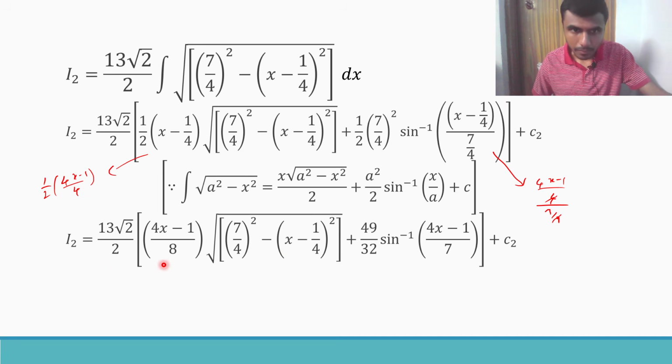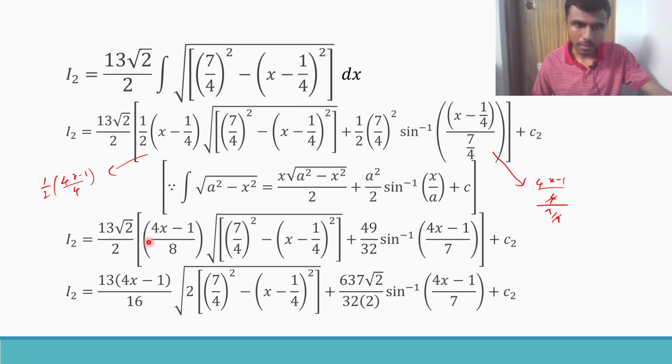Next step is I'm just multiplying this 13 root 2 by 2 to these two terms. One thing I forgot to tell: the integration constant I took as plus c2, because my integral is I2. Now listen, this is another crucial step. 13 root 2 by 2 into this first term: 13 into 4x minus 1 by 2 into 8, which is 16.